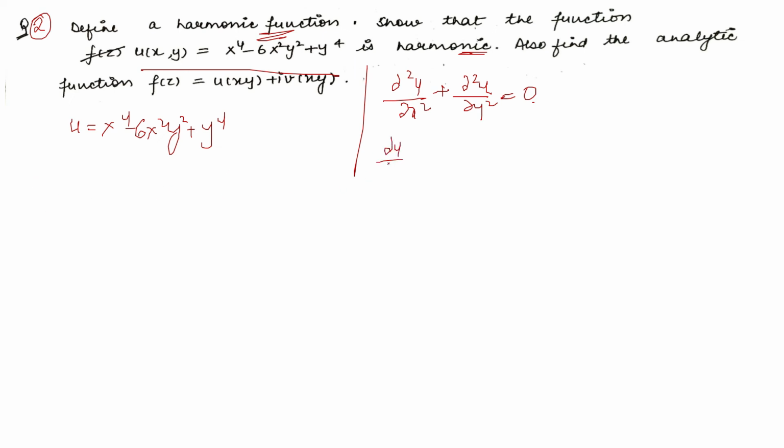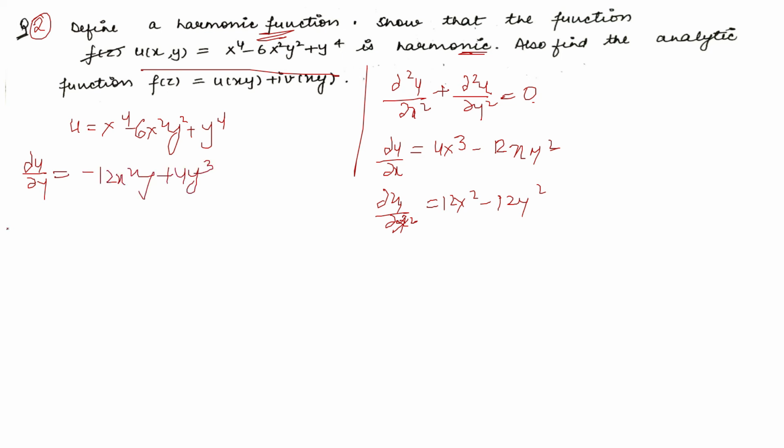So we differentiate: del u upon del x is equal to 4x cube minus 12xy square. Then del 2u upon del x square is equal to 12x square minus 12y square. Okay, 12x square minus 12y square, that is del 2u upon del x square. Now we find del u upon del y, which is equal to minus 12x square y plus 4y cube. Then del 2u upon del y square is equal to minus 12x square plus 12y square. We got it like this.